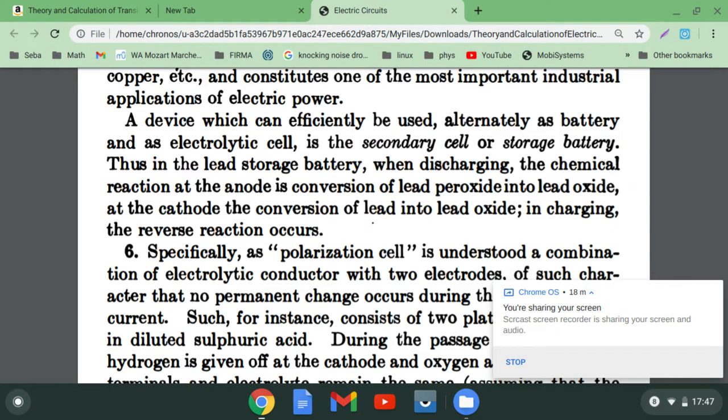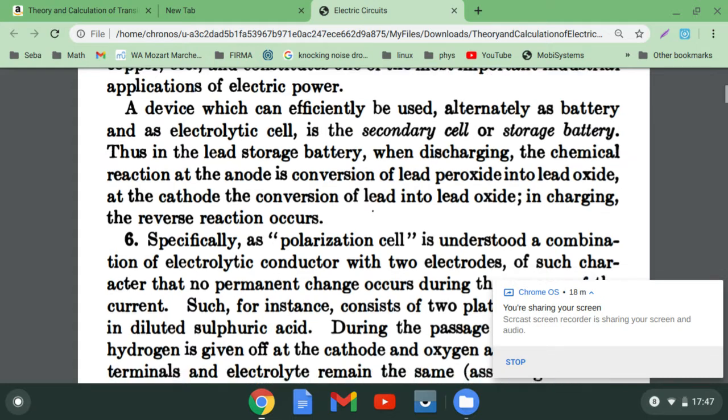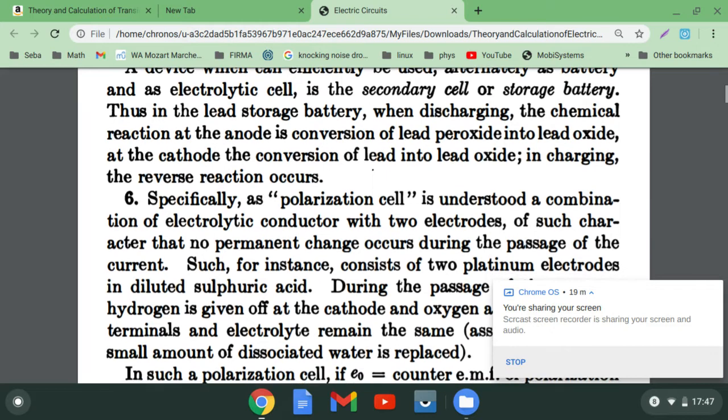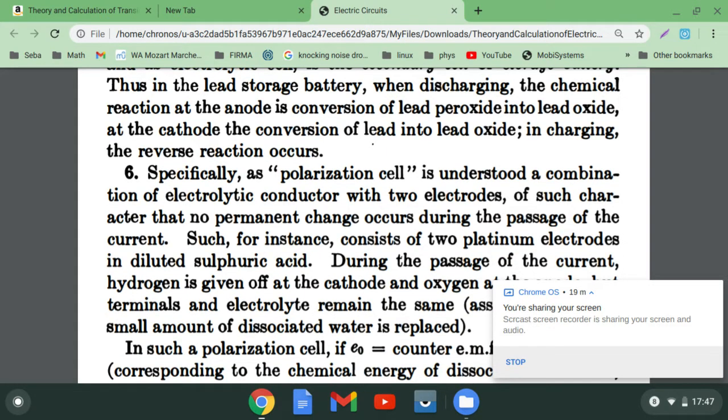A device which can efficiently be used alternately as battery and electrolytic cell is the secondary cell, or storage battery. Thus, in the lead storage battery, when discharging, the chemical reaction at the anode is conversion of lead peroxide into lead oxide. At the cathode, the conversion of lead into lead oxide. In charging, the reverse reaction occurs.